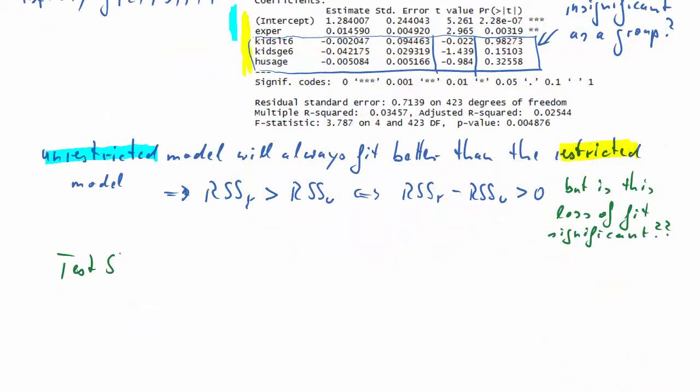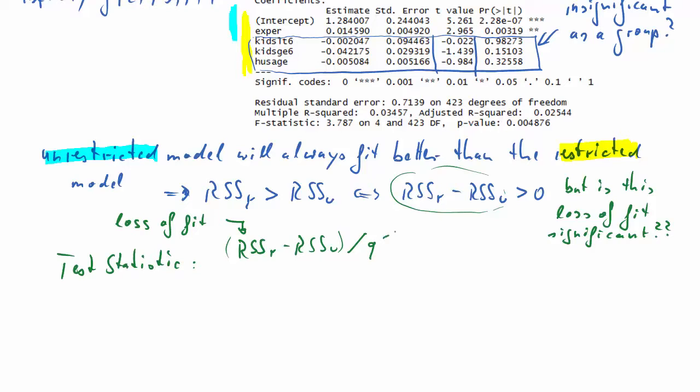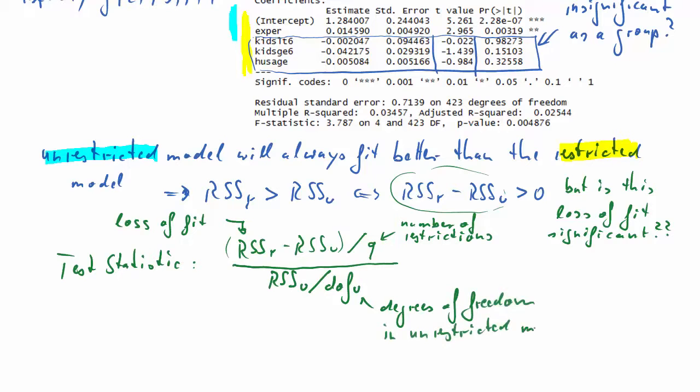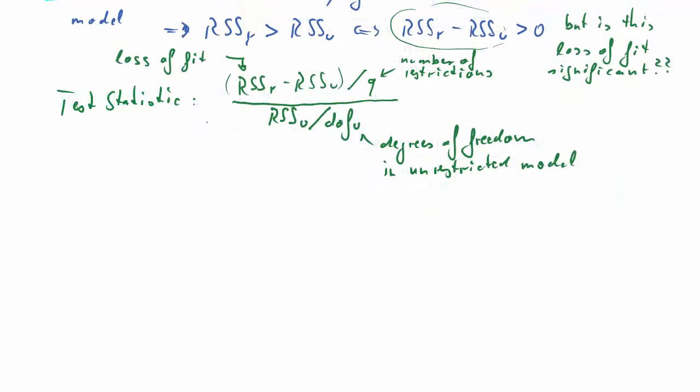And as good econometricians, we know what we need is a test statistic to establish that. At the core of the test statistic is going to be this loss of fit, the difference between the residual sum of squares of the two models, the restricted and the unrestricted model. But we standardize this by the number of restrictions imposed. In our case, this was 3. That will be our numerator of the test statistic. In the denominator, we will have the residual sum of squares of the unrestricted model divided by the degrees of freedom for the unrestricted model. So this is what we call the F-test.